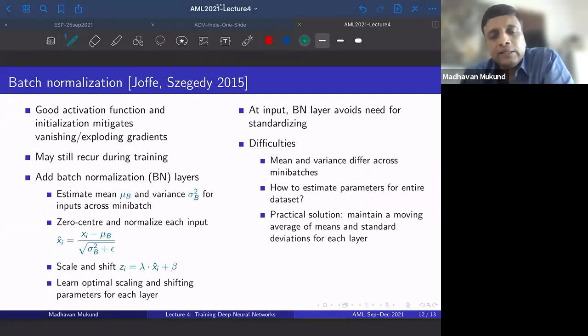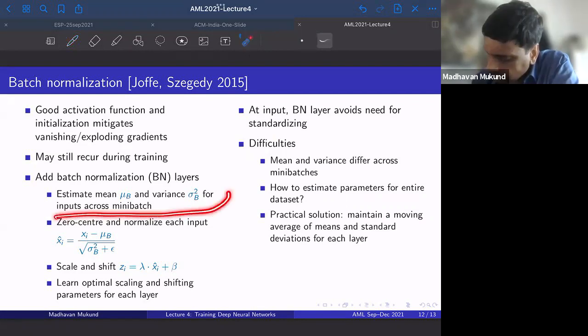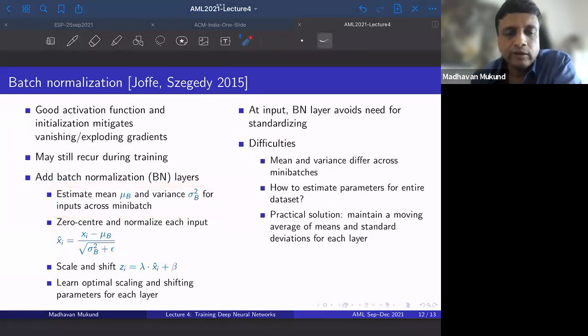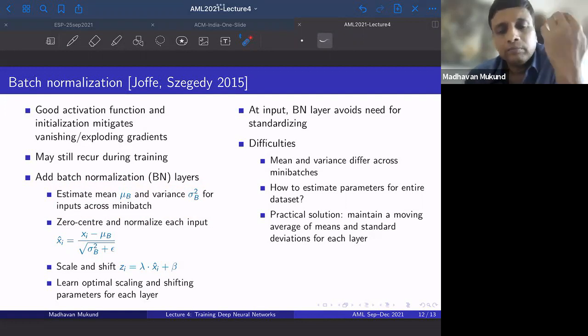Now the main difficulty with this is that this mean and variance is batch wise, right? So the mean and variance keeps changing with each mini batch. Even if you are doing it in one epoch, the thing will keep changing. So how do you get the mean and variance to use finally? Because finally you're going to have to run your network as before with some value. So one way is to just keep an average, right? You keep a moving average of the means and the standard deviations for each layer, and then you finally use this average value as your final scaling for that layer.